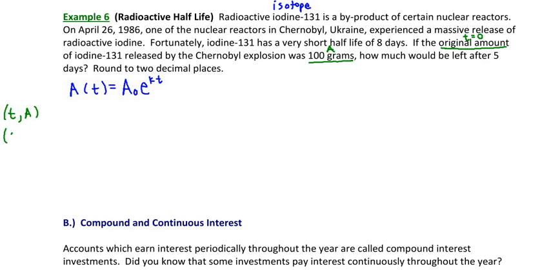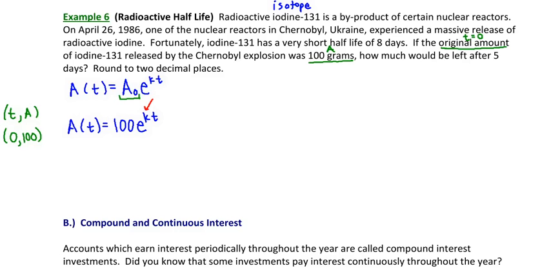So at the beginning of the problem, at T equals 0, we had 100 grams. Remember that initial amount is what we call A naught in our model. So we can go ahead and update our model: A of T equals 100 e to the kt. Remaining in our model is K, the rate of decay for this radioactive substance. So in order to have a complete model, we need to know what that rate is.